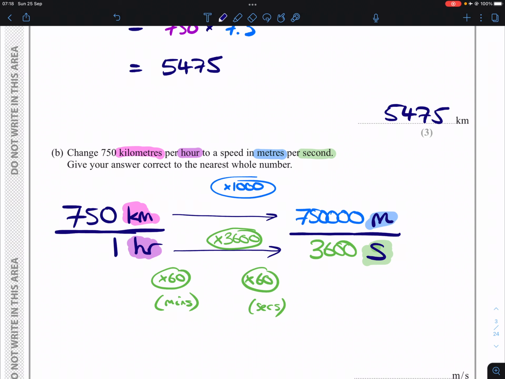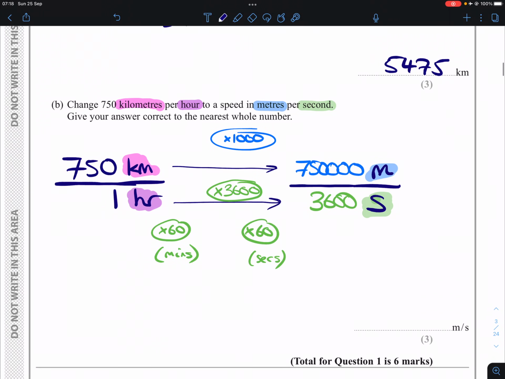The only thing that we need to do now is these numbers on the top and the bottom, we need to simplify them. So we have 750,000 divided by 3,600, which when you type that in your calculator is going to give you 208. We still have our meters on the top, we still have our per second on the bottom, and now we have the units matching, so we just have our number 208 here, 208 meters per second.